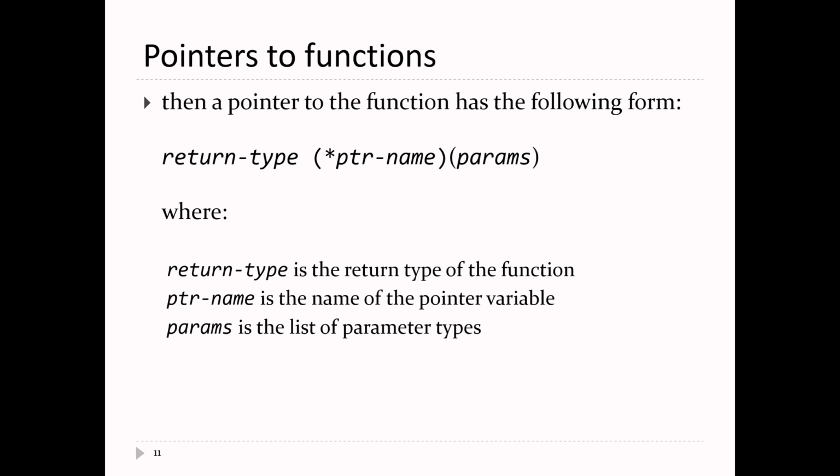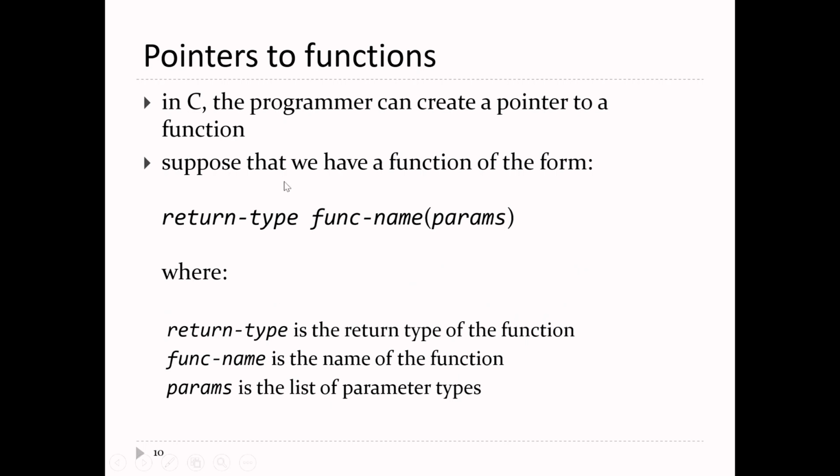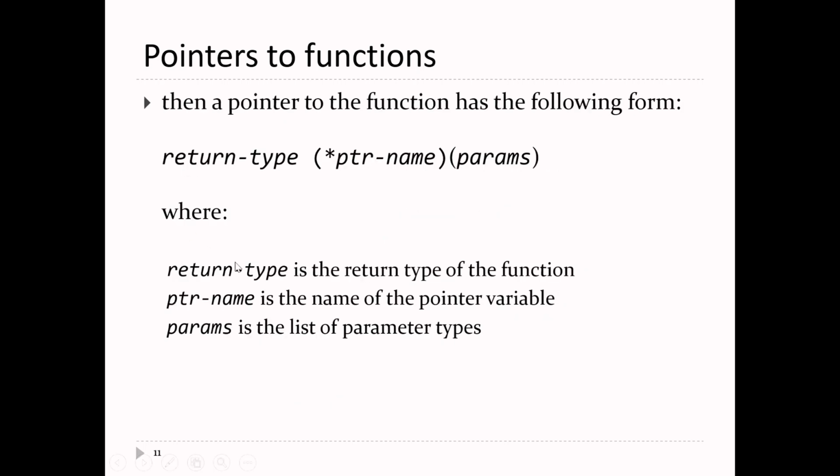So this can be a variable declaration. Return type, function name, parameters. The corresponding pointer looks like the return type of the function, then the name of your pointer with a star in front. It has to be inside brackets, so that's the name of your variable right there. Then brackets, the parameters of the function.